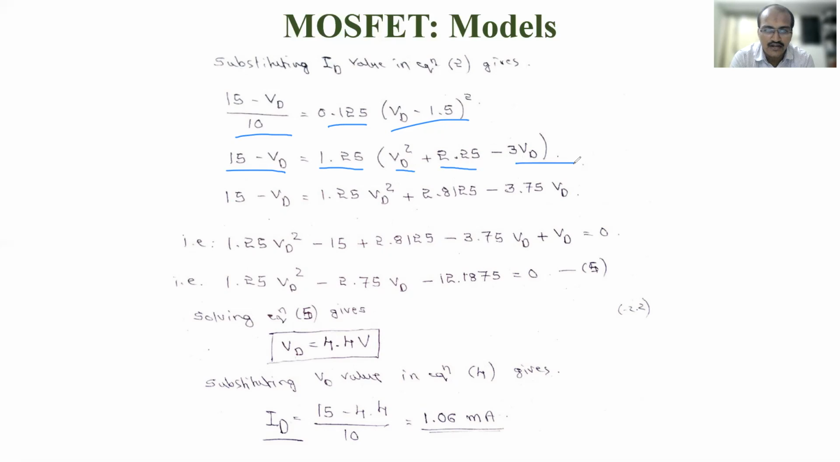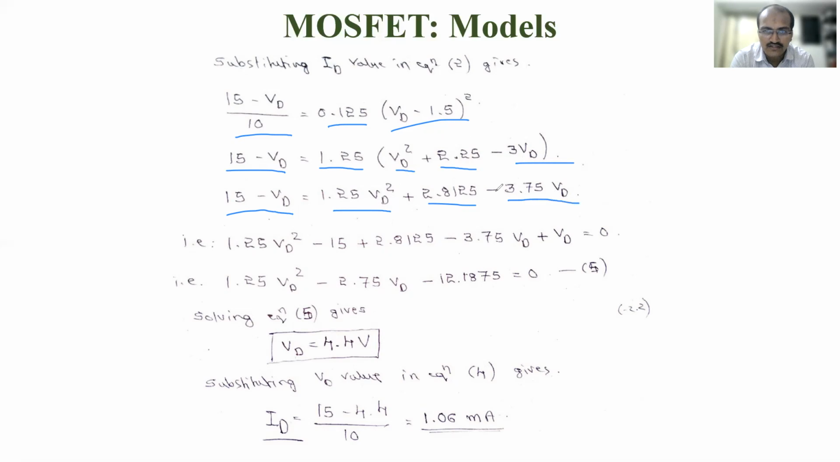So we'll try to solve that. We'll get a quadratic equation, or a degree 2 equation. So 15 minus VD. Here we'll just multiply: 1.25 VD square. Then 1.25 into 2.25 will give you 2.8125. Can you use the calculator? Then 1.25 into 3 will give you 3.75 VD.